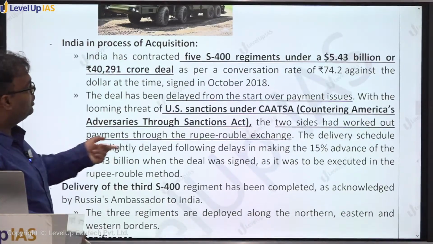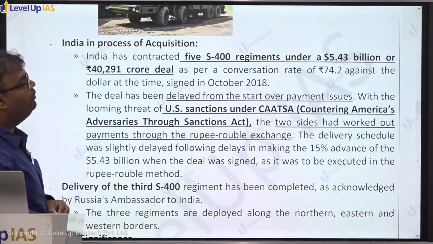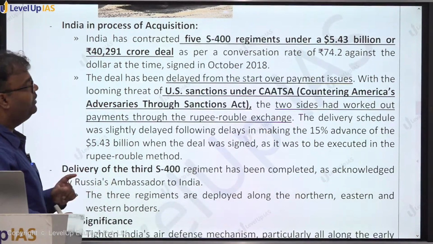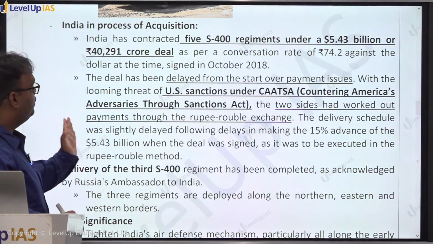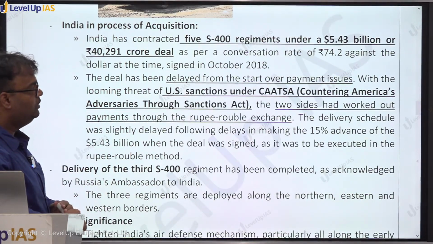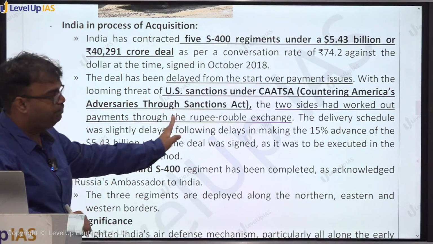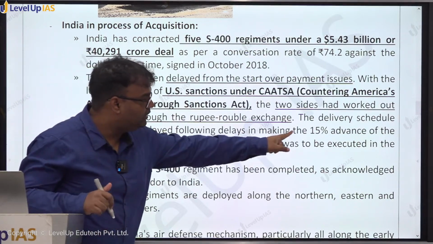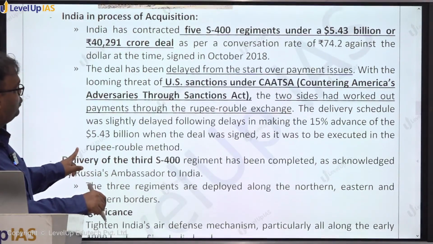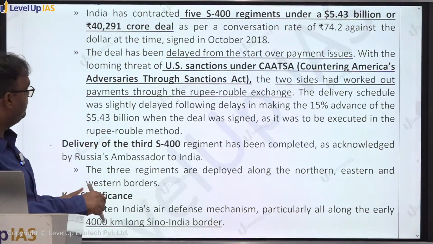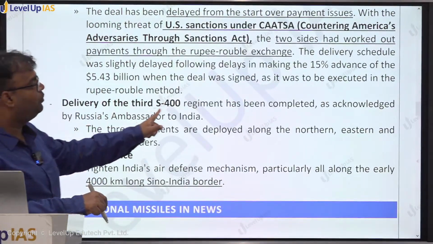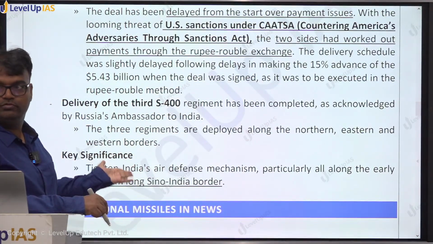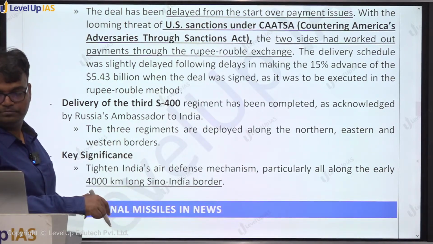India signed a deal in 2018 worth 5.43 billion dollars, about 40,000 crore rupees. The deal has been delayed from the start over payment issues, with the looming threat of US sanctions under CAATSA. The two sides had worked out payment through a rupee-ruble exchange mechanism. The delivery schedule was slightly delayed following the delay in making the 15% advance of the $5.43 billion payment. So far the third S-400 regiment has been completed, but the remaining 2 would be done by 2024. This was in the news recently.